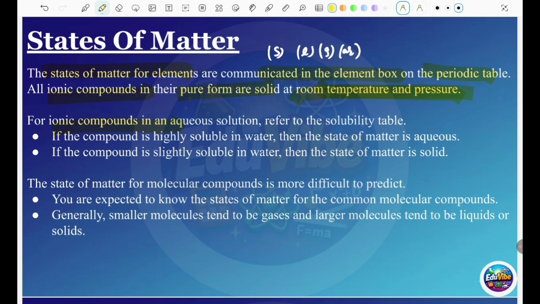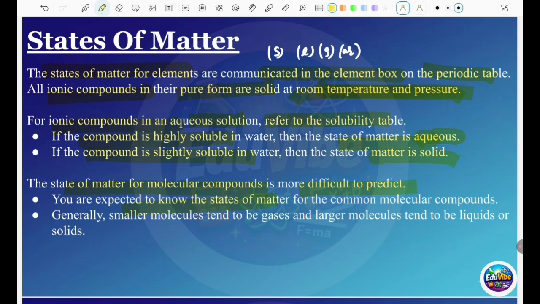For ionic compounds in aqueous solution, we refer to a solubility table. When an ionic compound lies on the table and is soluble, you can write it as aqueous. So if the compound is highly soluble in water, the state of matter is aqueous. If it is slightly soluble in water according to your solubility table, it is a solid. The state of matter for molecular compounds is more difficult to predict.